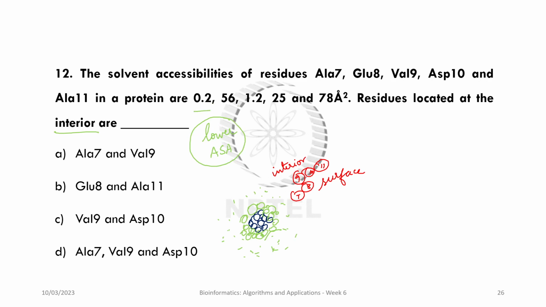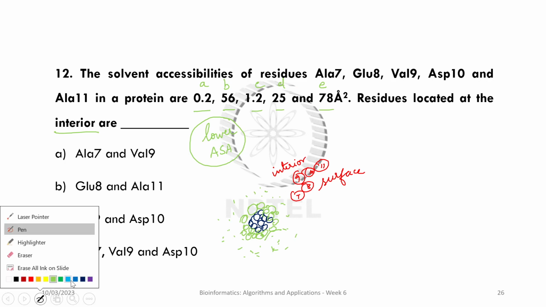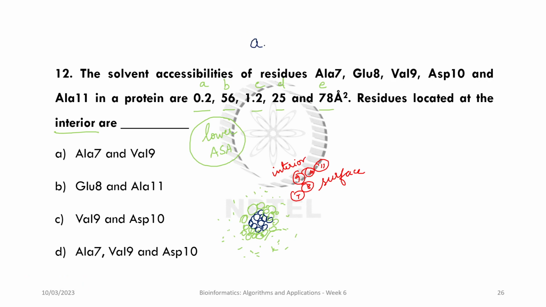So look at this order: one, two, three, four, five. I have this as A, B, C, D, E. Then I should go with A less than C, less than D, less than B, less than E. Right? So the combinations given here are 7 and 9. So A is 7, B is 8, C is 9, D is 10, E is 11. So this seems like a reasonable answer to me.